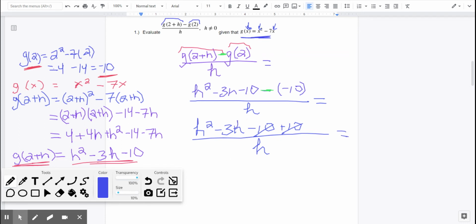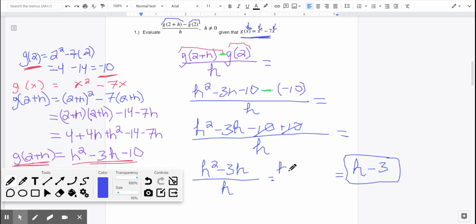Some of you see already that you're going to end up reducing these h's, but I would like a second step here because I want to make sure that I can see that you're actually canceling the 10s before you reduce the h. So when you go to reduce, you're going to end up with h minus 3. If you can do that in your head, that's fine. If you want, you can factor out an h and then reduce a pair of h over h's.